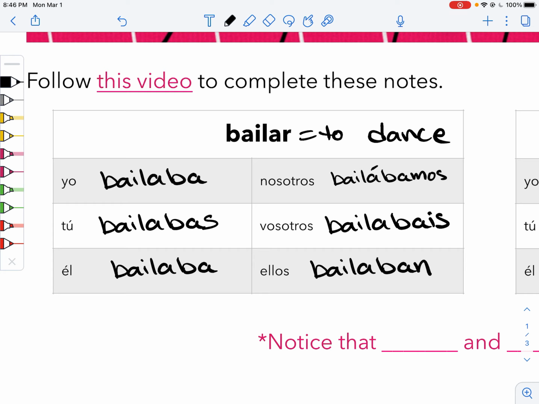Couple things to notice here is this aba form. Everyone has aba. We drop the AR. Actually, I want to make these all pink. We drop the AR, replace it with aba, abas, aba, abamos, abais, aban. So we've got the normal ending, the S for tú, amos for nosotros, and n for ellos. And then a quick little heads up. The emphasis is always on the ar. So bailar, aba, abas, aba. Abamos needs an accent on it to keep the emphasis there, but everyone else is completely normal, just like that.